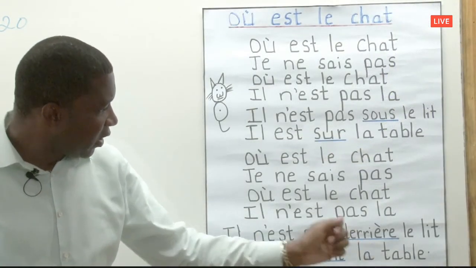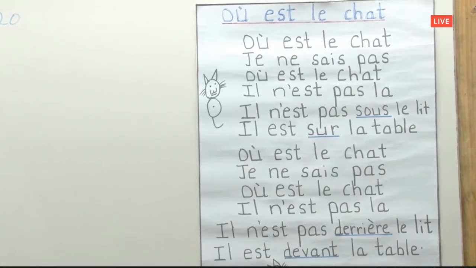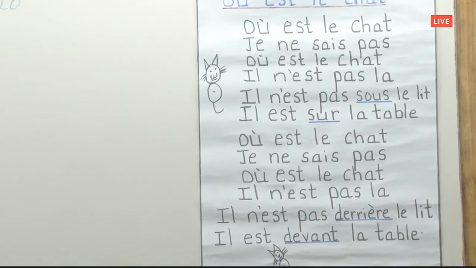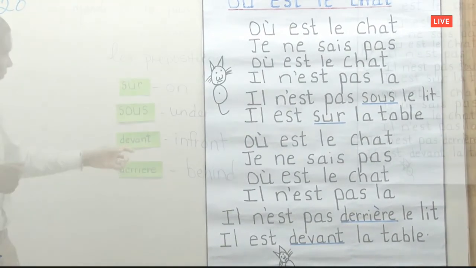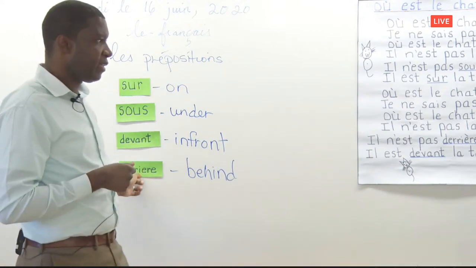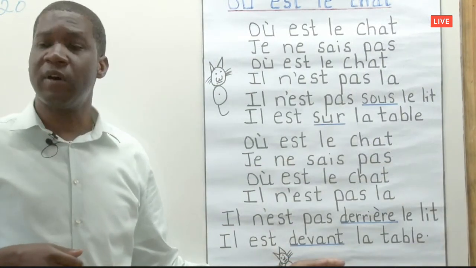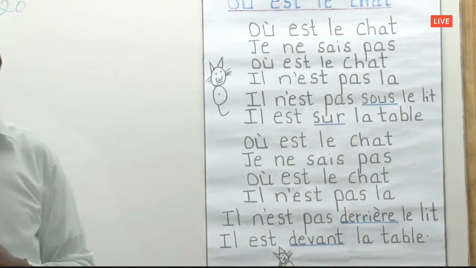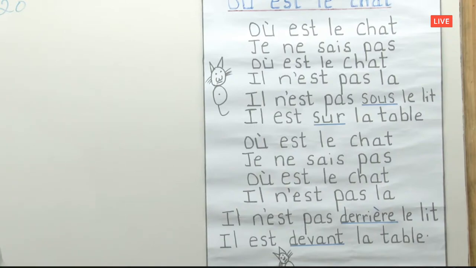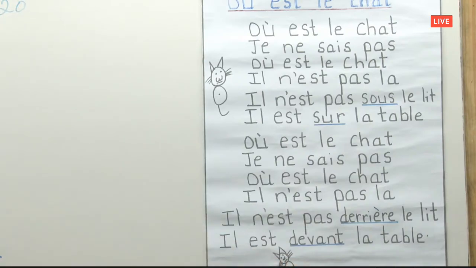The next preposition here, derrière. Où est le chat? Il n'est pas derrière le lit. It is not behind the bed. So, where is the cat? Il est devant la table. It is in front of the table. Okay? So, these are the prepositions we have here.